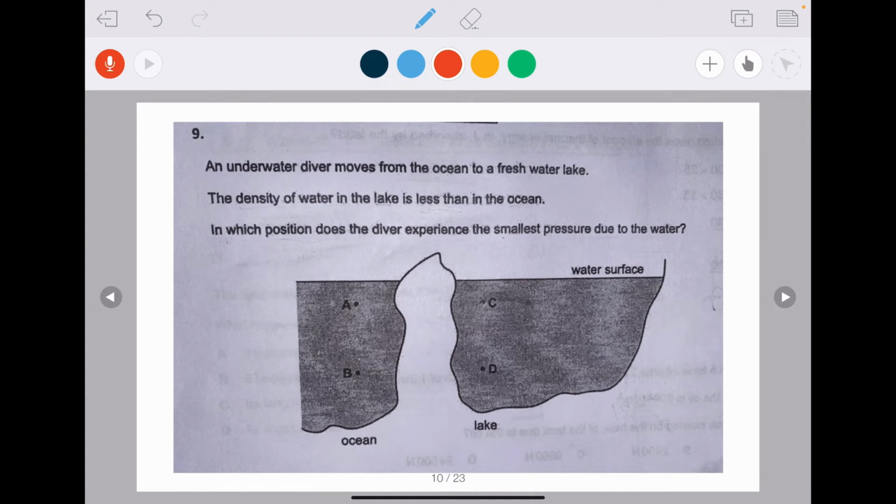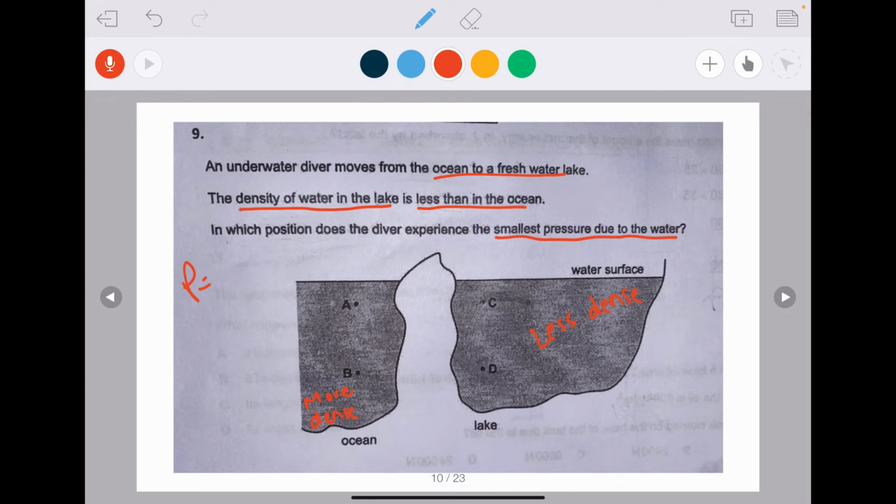Question 9. An underwater diver moves from the ocean to a freshwater lake. The density of water in the lake is less than in the ocean. In which position does the diver experience the smallest pressure due to water? So it said that the density of water in the lake is less. So let me just write that. The lake is less dense and the ocean is more dense.